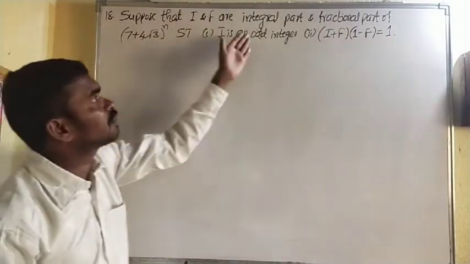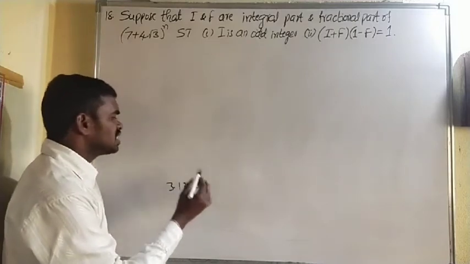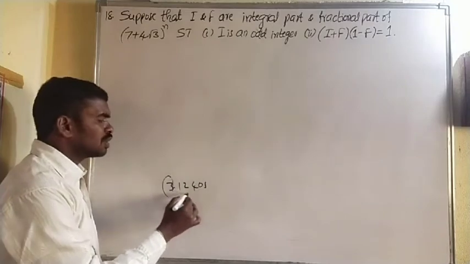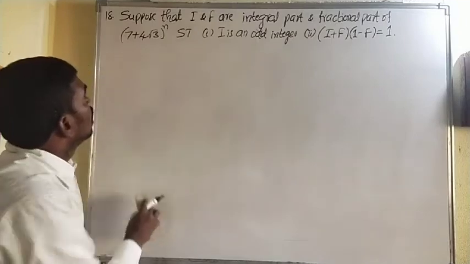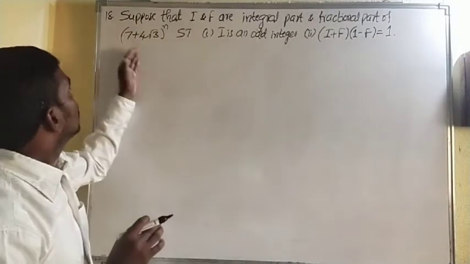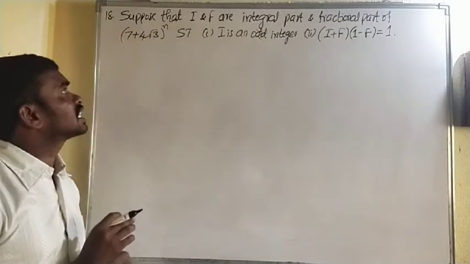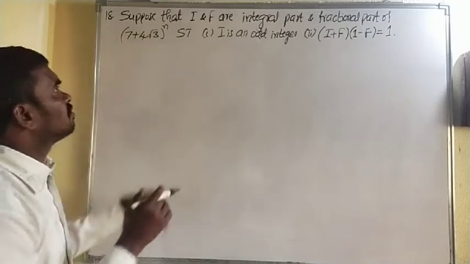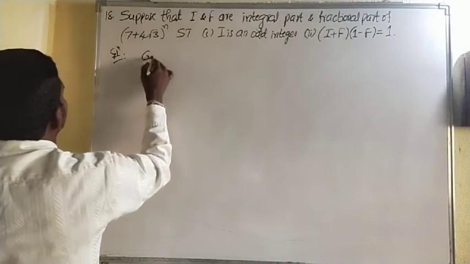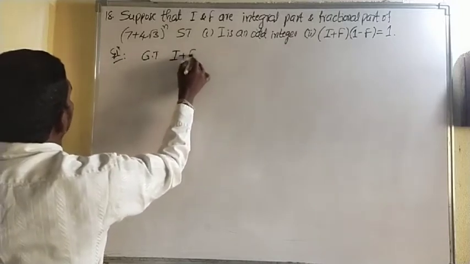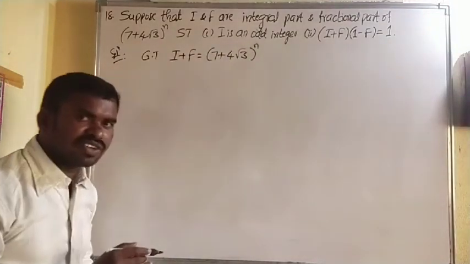What do you mean by integral part and fractional part? Suppose 3.12405 is there. Here 3 is called the integral part and the decimal part is called the fractional part. That's it. But here in the question, what is given? (7 plus 4 root 3) whole power n expansion. In this expansion, there is I and F. So, solution. Indirectly given that capital I plus capital F equals (7 plus 4 root 3) whole power n. Is it clear? First step.